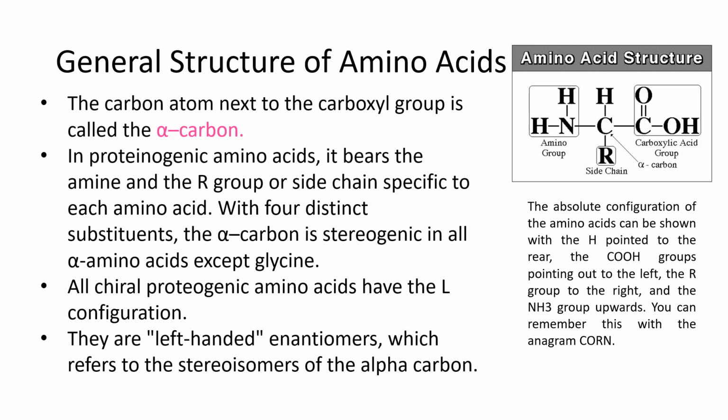All chiral proteogenic amino acids have the L configuration. They are left-handed enantiomers, which refers to the stereoisomers of the alpha carbon. The absolute configuration of amino acids can be shown with the H pointed to the rear, right? So the H is pointed to the rear. The COOH group is pointed out to the left. Although you can see it on the right, it's actually on the left. The R group is to the right and the NH3 group upwards. This is the NH3 group and it is pointed upwards.